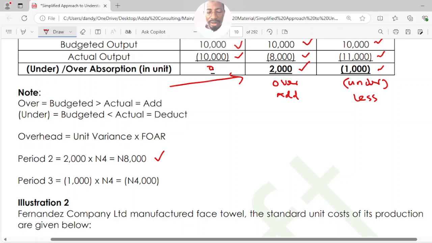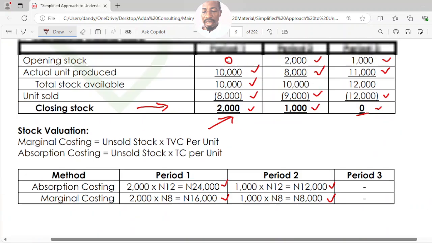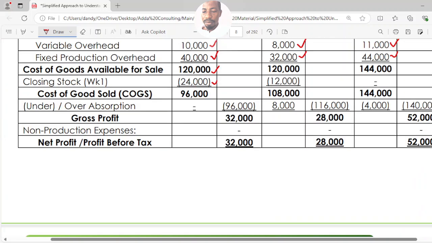In period three, 1,000 negative. So 1,000 multiplied by 4 will give us negative 4,000. So let us go and post 8,000 for period two and negative 4,000 for period three. In period one, there was no variance because the budgeted output of 10,000 is the same as the actual output of 10,000. That's why you see nothing. But in the second period, we have over absorbed overhead of 8,000. In the third period, we have under absorbed overhead of 4,000 negative.